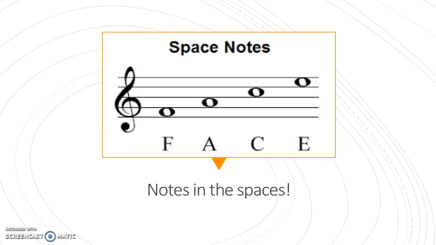So these letters, I'm assuming you can already tell, they spell the word face. So F, A, C, and E. Those are the notes as you go up the spaces on the staff.